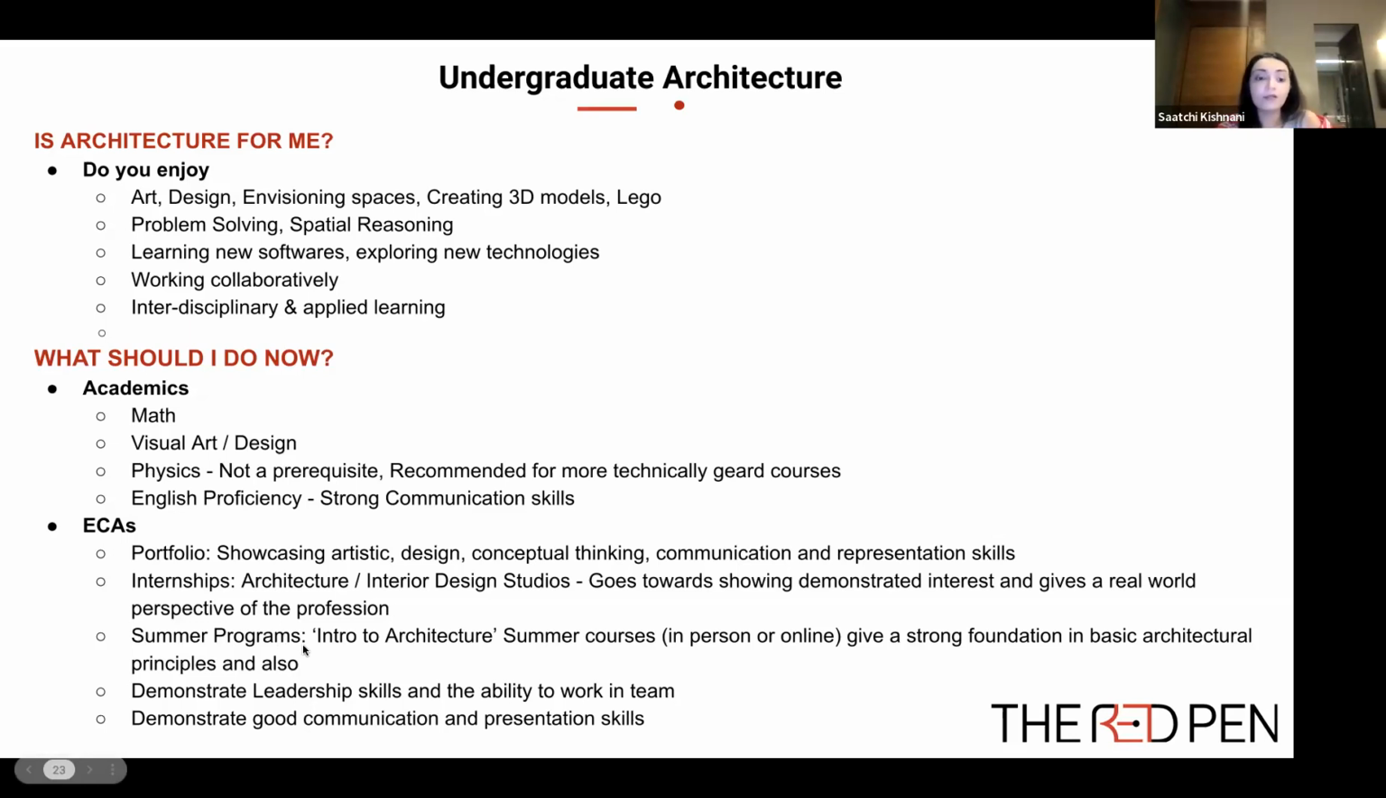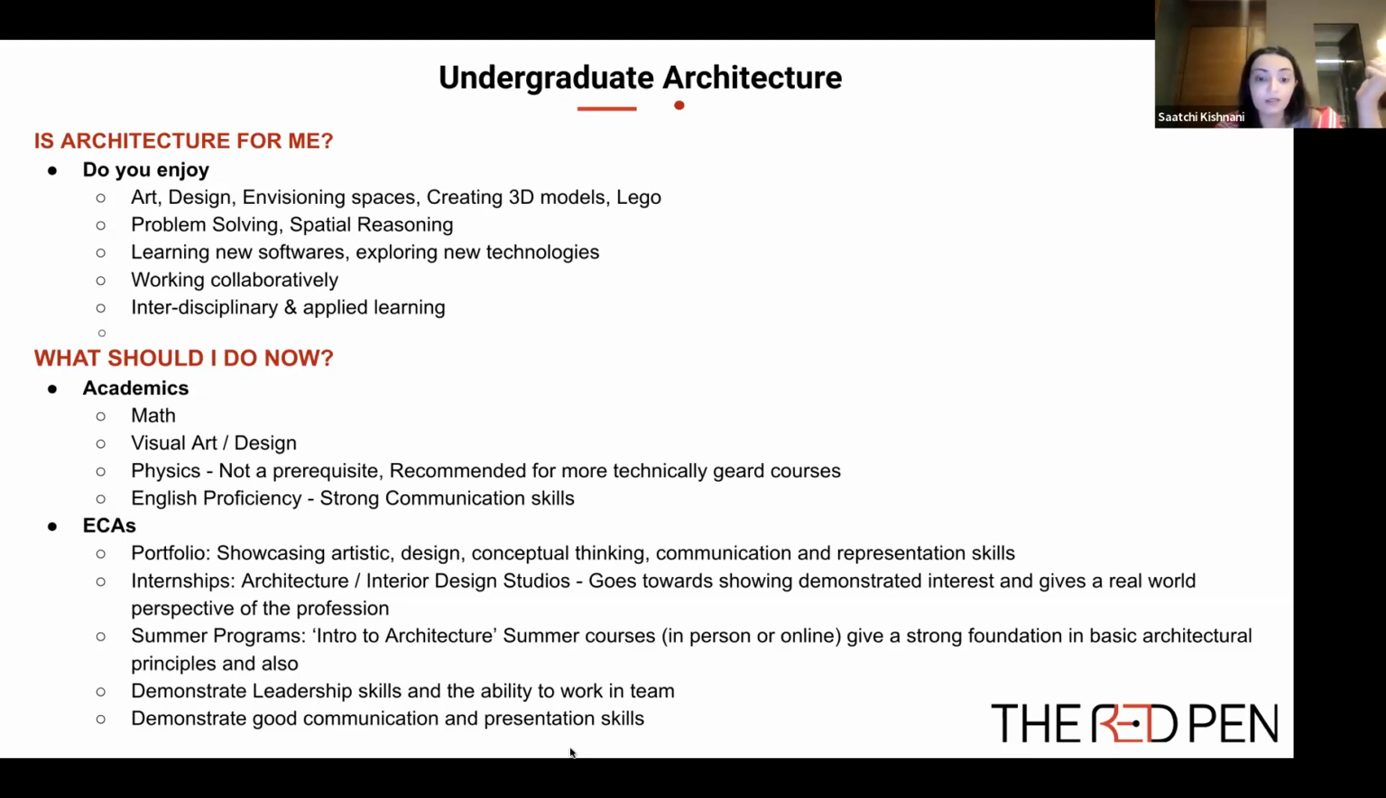Summer programs are not necessary, but similarly to business and economics, where you have the opportunity to do those classes in your 11th and 12th, we don't have architecture or any courses that we have the opportunity to take in any of our programs, really. So I do recommend an Intro to Architecture summer course. It gives you a strong foundation, and you get a glimpse into what your first few years in architecture school are going to look like, right? And again, it goes towards showing demonstrated interest.